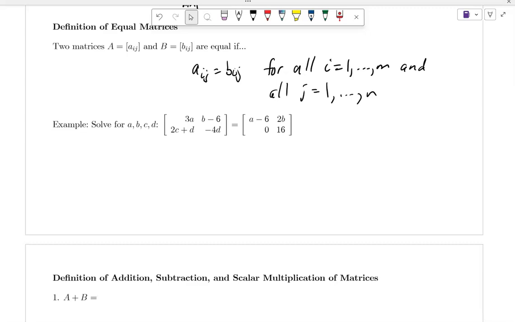If I want to solve this matrix equation, how are we going to do that? What do we need to do? So what would be the first thing we would want to balance, if you will? Yeah, I have to have 3a equals a minus 6, right? Those upper left entries have to match. What else has to be true?